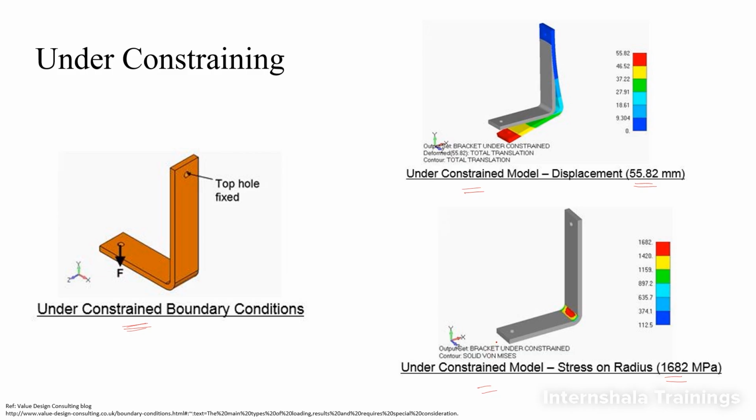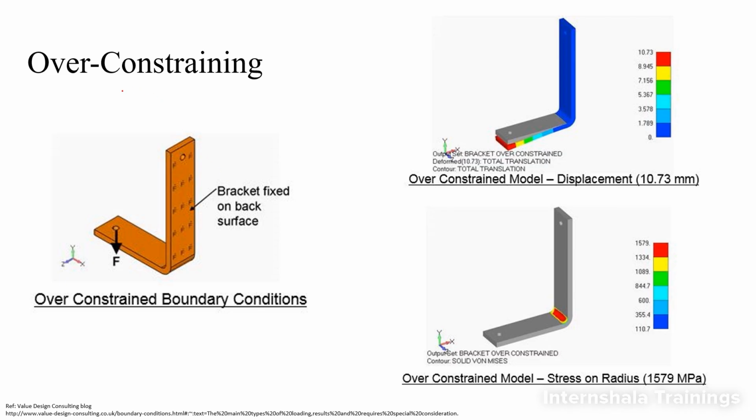Then the next case is over constraining. So now instead of fixing only this hole, we will fix the entire face and then we apply the force here. So this particular condition is nothing but over constraining, so applying constraints more than the required. Now if you see, we are getting very less displacement as well as somewhat less stresses when compared to the under constraining condition.